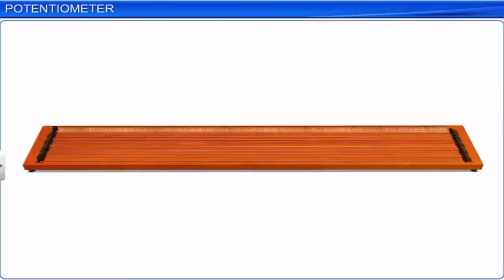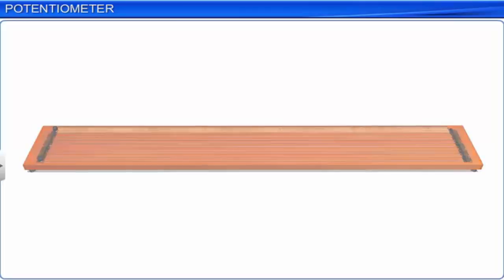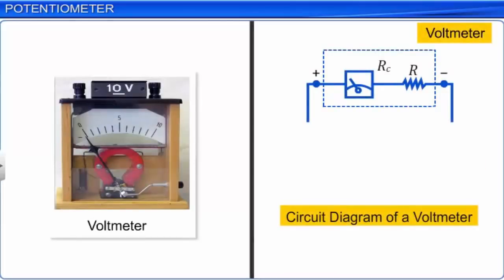A potentiometer is a device used to compare the EMF of any two cells, to measure the internal resistance of a cell, and also to measure the potential difference across a resistor in a circuit. We generally use a voltmeter to measure the potential difference across a resistor in a circuit. When the voltmeter is connected across a resistor in a circuit, it draws a part of the current in the circuit, altering the overall potential difference that is to be measured across the given resistor. This alteration leads to an error in the measured value of the potential difference across the given resistor.